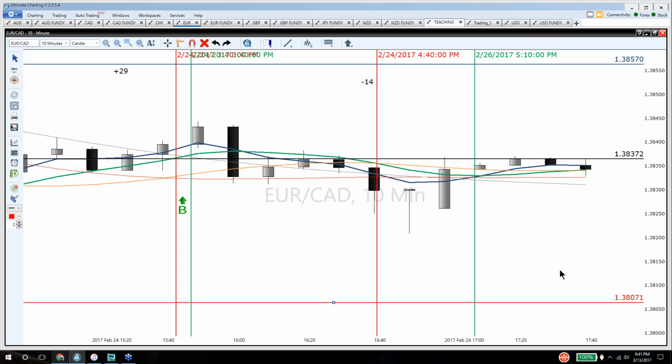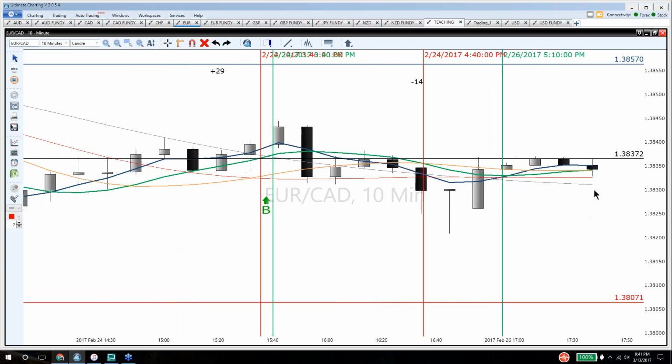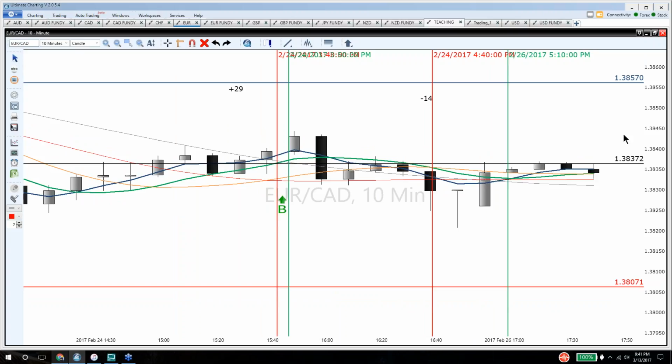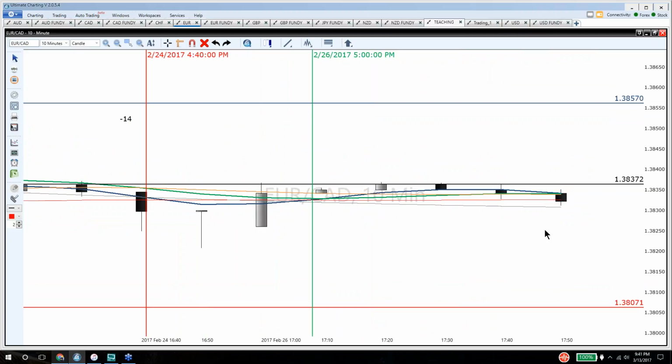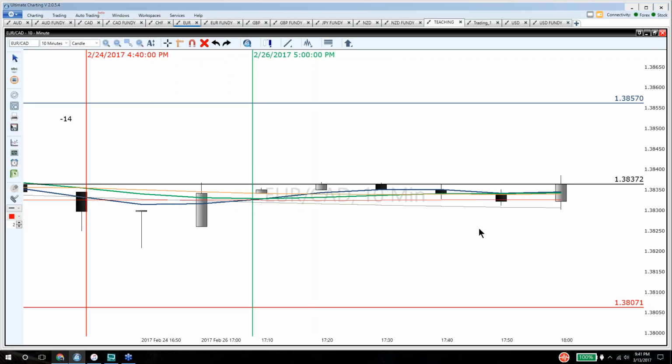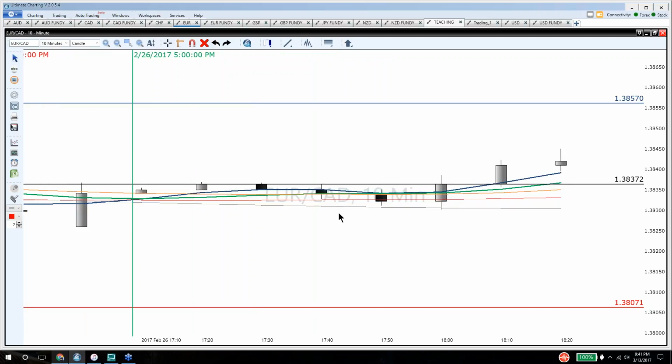So we'll go right here. Worst case scenario. I want worst case scenario always. Thank you, Chris. So we did not break the line. We did not break the bias. So I maintain the position.